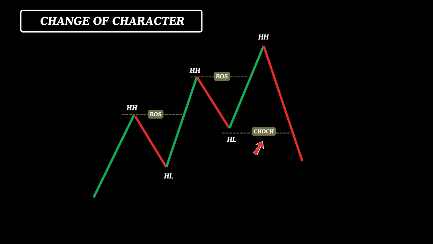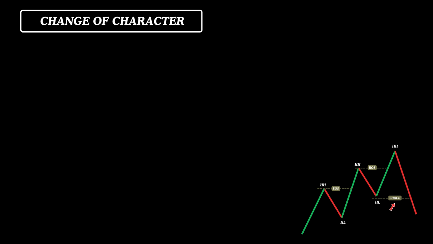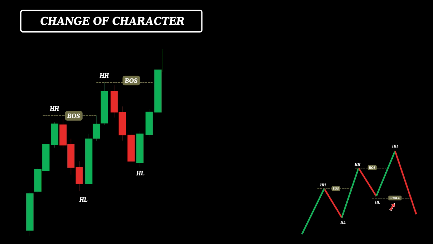Now, let's move on to how we can identify a change of character on the chart. We can observe that the price first forms higher highs and higher lows, but eventually breaks a swing low that had remained intact throughout the trend.